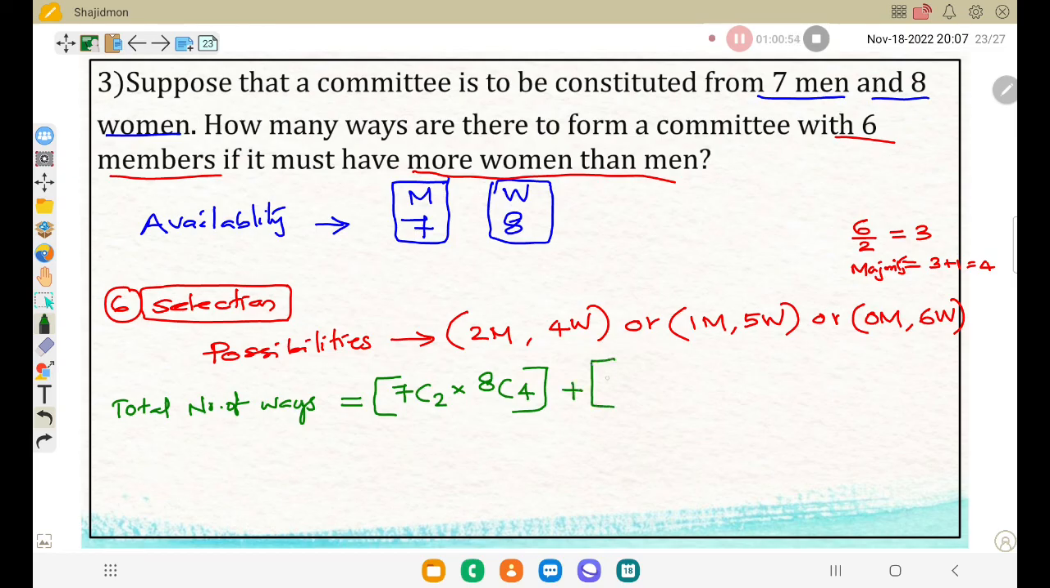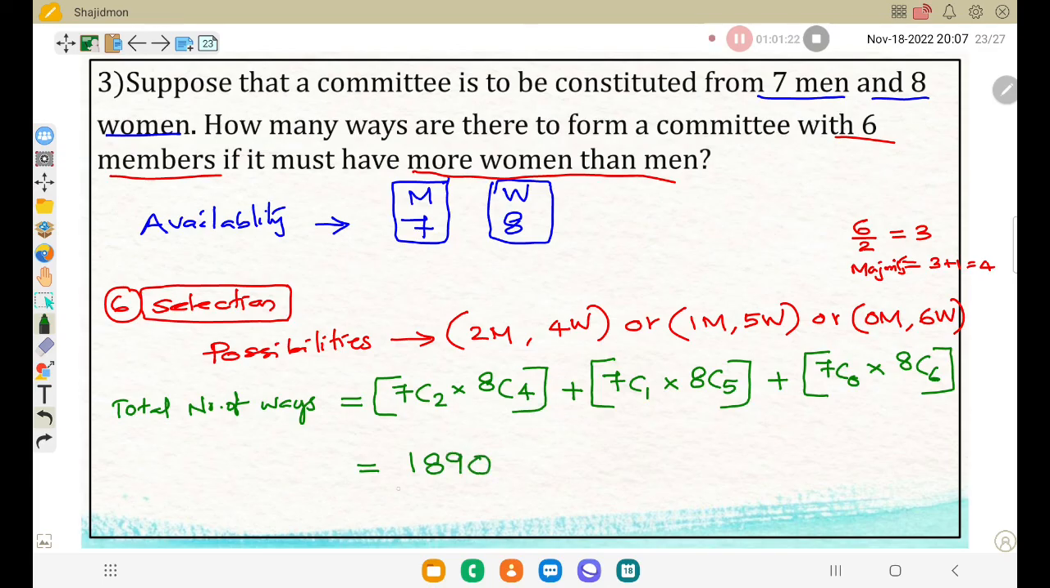1 man out of 7, 7C1, multiply 8C5, 5 women out of 8, or means plus, 0 men, that means 7C0 out of 7, multiply 6 women out of 8, 8C6. You can check by calculator one by one, so that you will get the answer equal to 1890. Try by calculator, we will get 1890 ways we can select it totally. So I hope you understood this committee question, these 3 questions. It is easy to understand.